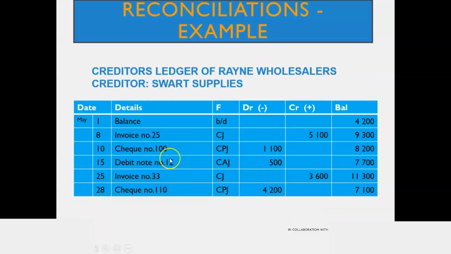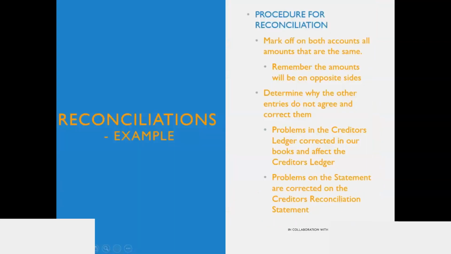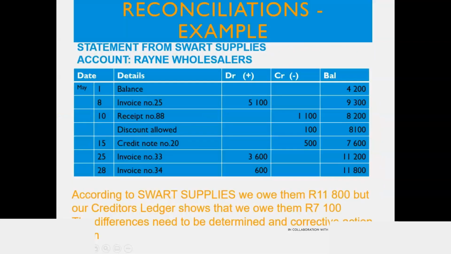Yes, we recognize a debit note on the 15th, which is debit note number 12 for 500 Rand. On their side, they recognize a debit note of 20. So here there is an error. It's supposed to be 12, right? But anyway, and then for how much? For 500 Rand. So we recognize the 500 Rand, right? It's the same on our side. It's the same on their side as well.